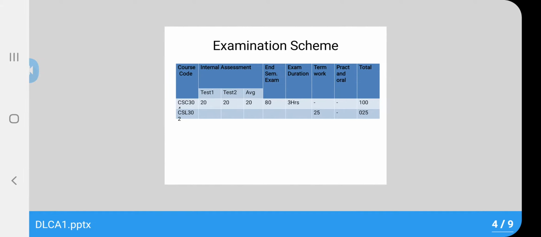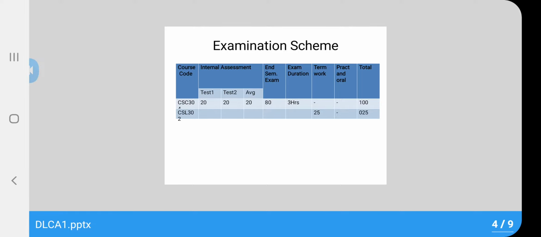Now coming to the examination scheme. Two internal examinations, each of 20 marks, are conducted, and an average of it is considered for final evaluation, whereas a written examination of 100 marks in 3 hours is conducted at the end of the semester. So the total marks weightage assigned to the subject is 100 marks.